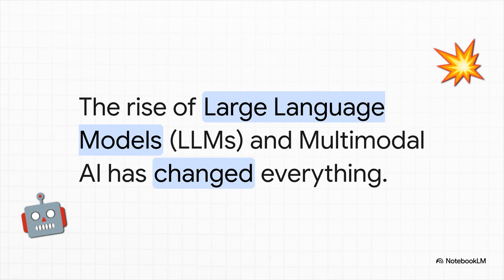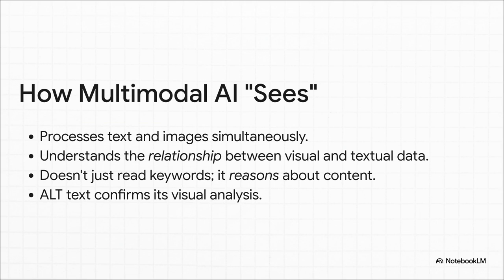So you might be asking, how exactly does this AI see an image? Well, it's totally different from the old search engine crawlers. Those things just scan for keywords. These new models, they look at the image and the text around it at the same time. They're not just indexing stuff, they're actually learning to reason. They're connecting the dots between what's in the picture and the words we use to describe it. So for this AI, your alt text isn't just a hint, it's like a confirmation from a human expert that says, yep, you're seeing this correctly.